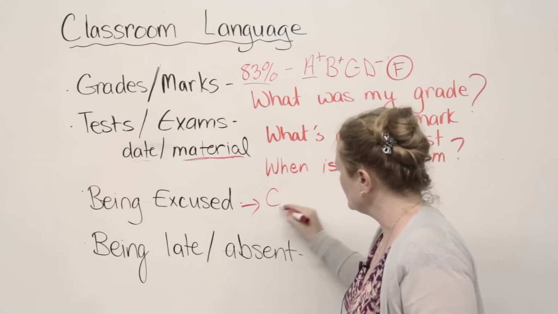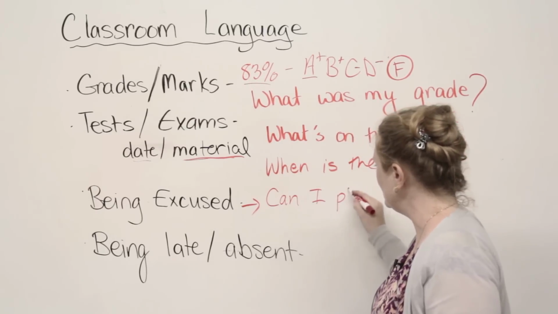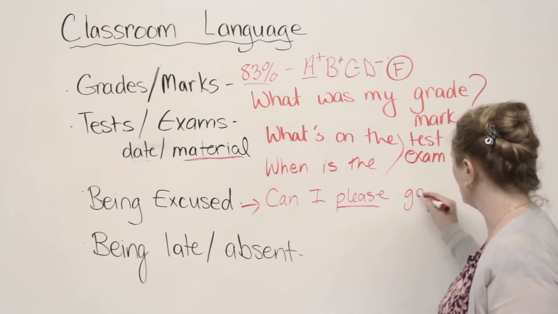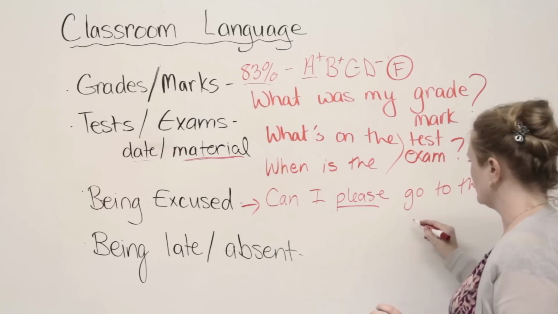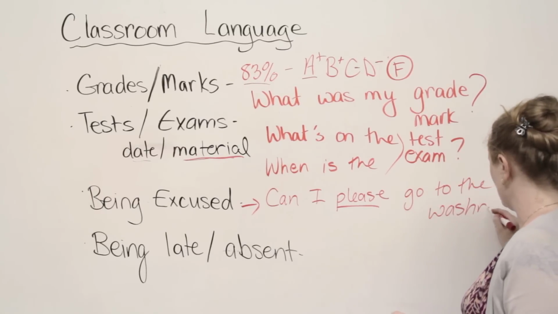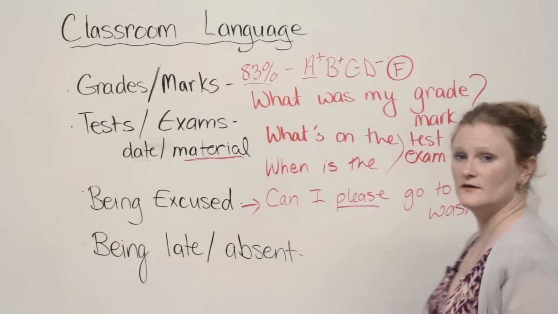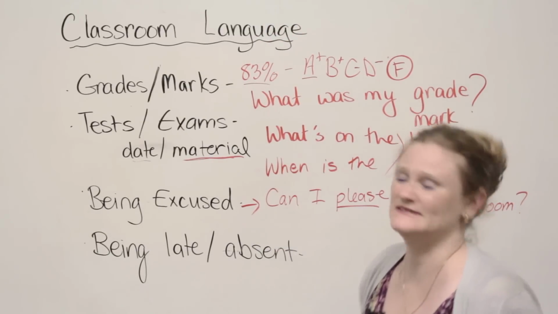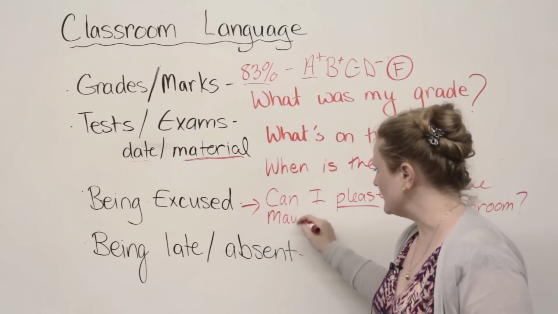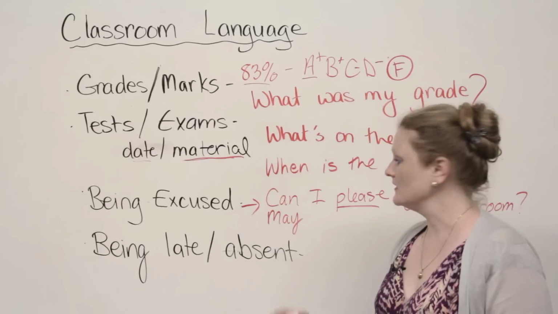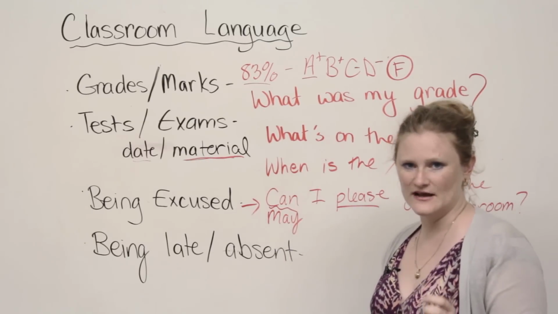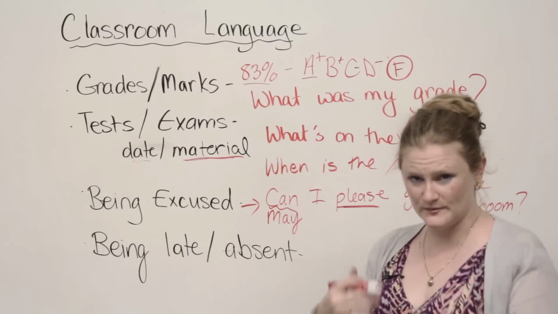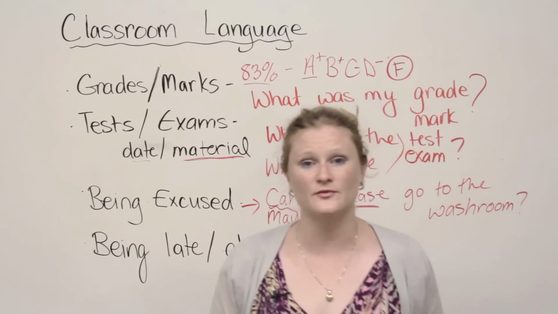You can say, can I please be polite, go to the washroom? So you can put your hand up and say, can I please go to the washroom? Please? You can also say, may I please go to the washroom? Can I is much more natural. May I is a little bit more polite, but as long as you say please, your sentence is 100% polite and correct.